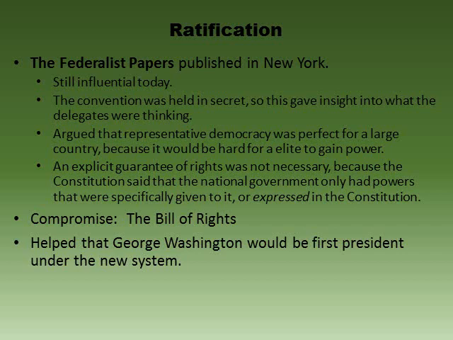And those first 10 amendments became the Bill of Rights, which we hold very dear today, that list all the things the government can't do to us, that our rights are protected. Okay, this popped up a little bit early, but also helped with ratification that George Washington would become the first president. Everyone kind of knew that's who would be elected.